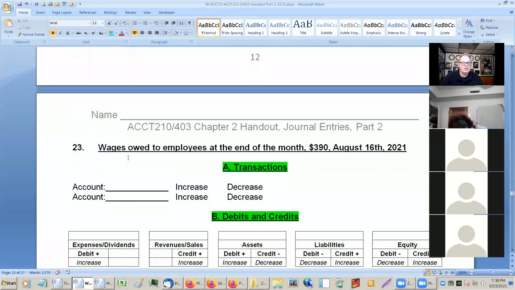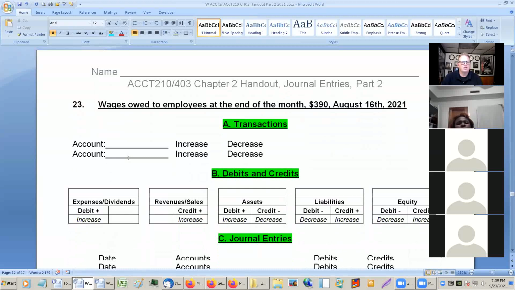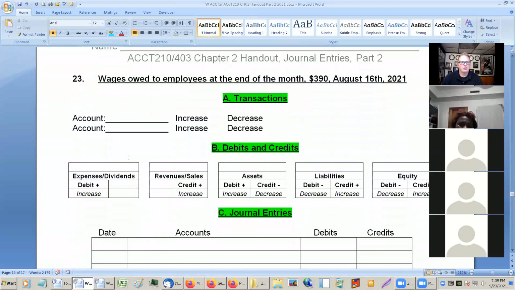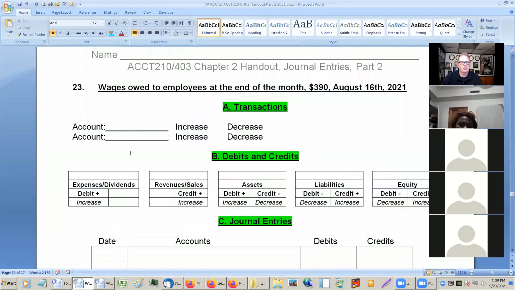Did we do one of these already? No, we did one like it, but a different number, worded differently. You said all employees for 1 week wages of 1,600. It's still the same though. So what accounts were you going to use? Wage expense and wage payable.